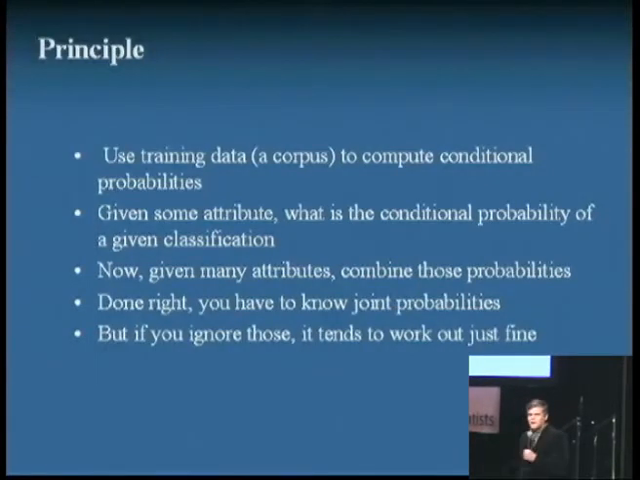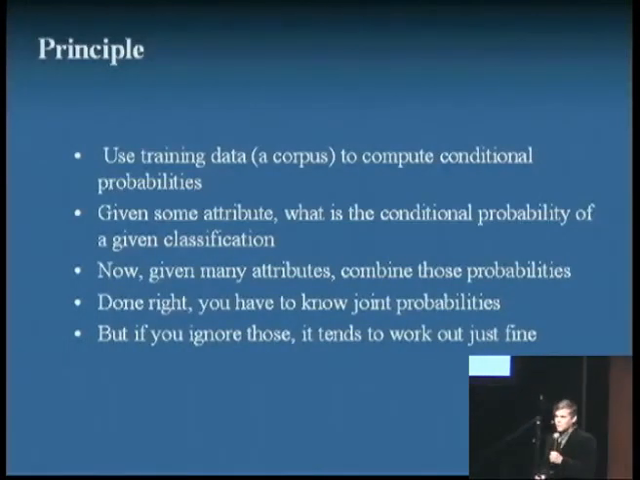The problem is, joint probabilities are really hard to come by in empirical data. You have to have giant data sets. So this is not really a Bayesian classifier, it's a naive Bayesian classifier. Naive meaning that we ignore the joint probabilities.